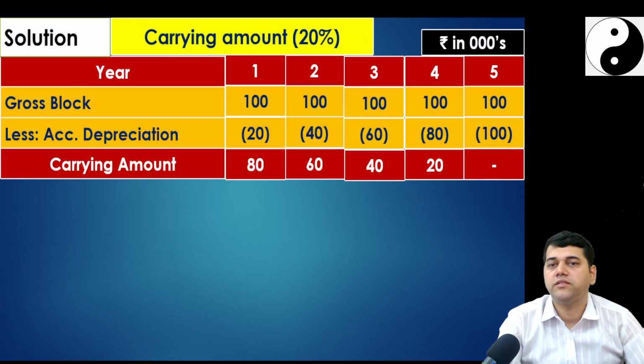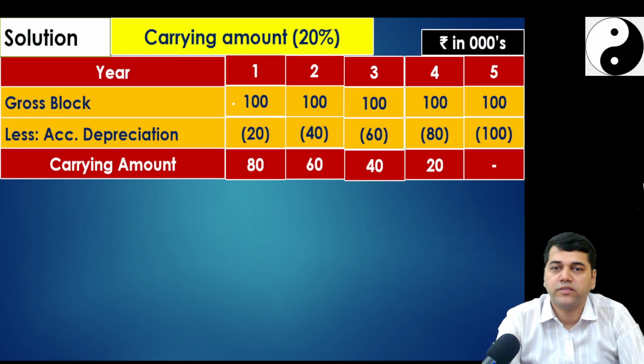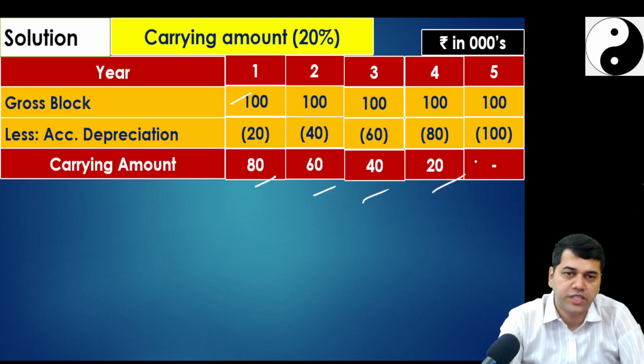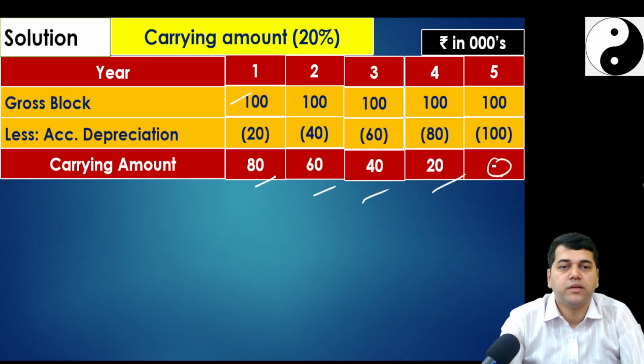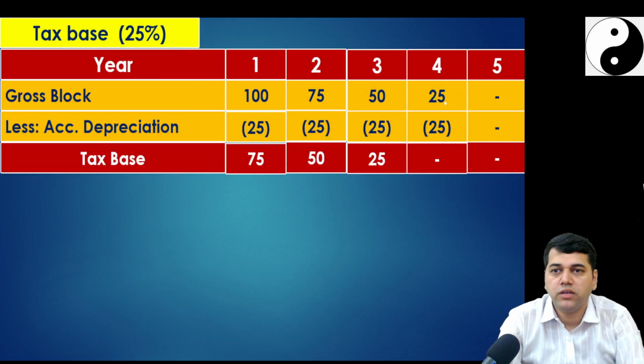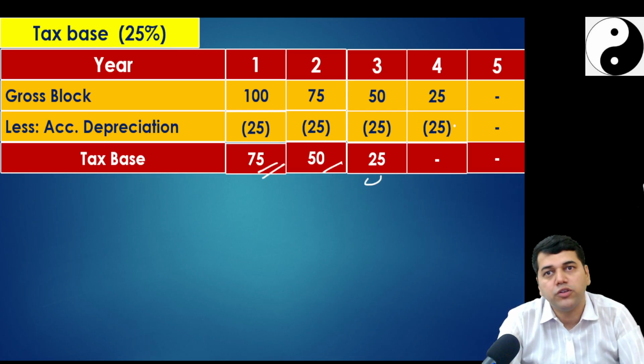See, first year is the book value. Gross block is 100 only. Accumulated depreciation is going to increase and your book value becomes 80, 60, 40, 20. And the last year it becomes 0. Clear? Then they asked you the tax base, which is 100, 75, 50, 25. The tax base is 75, 50, 25, and the fourth year only it becomes 0.